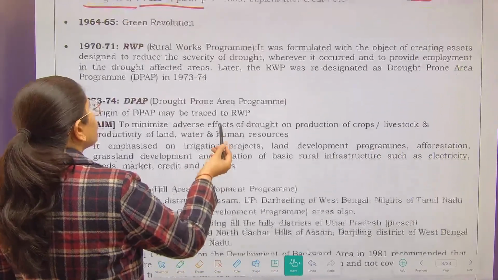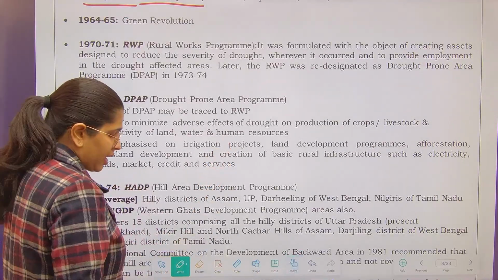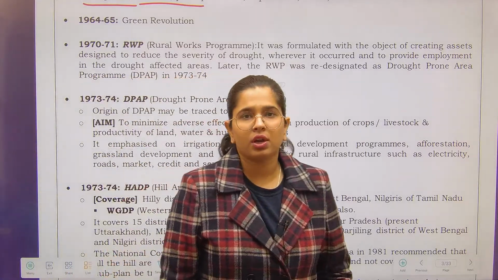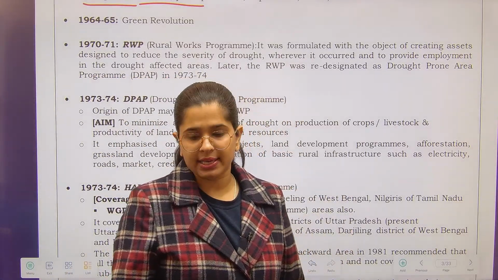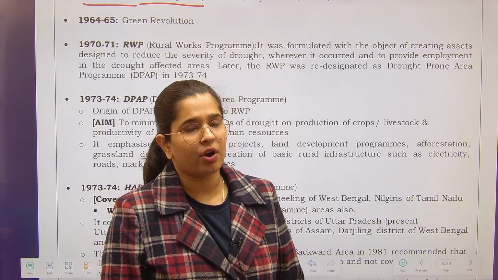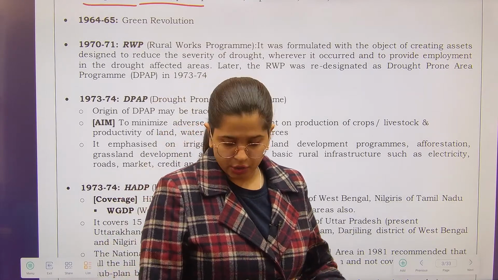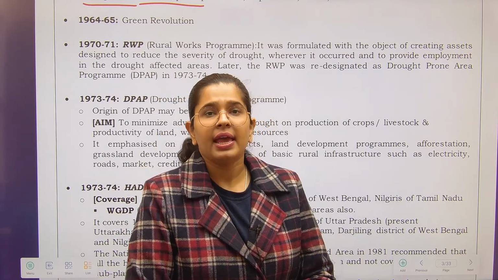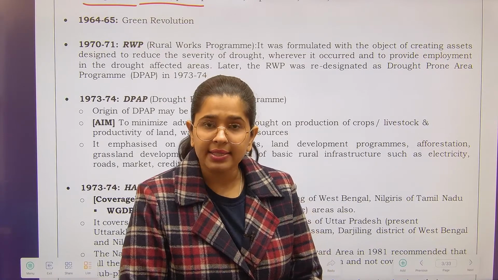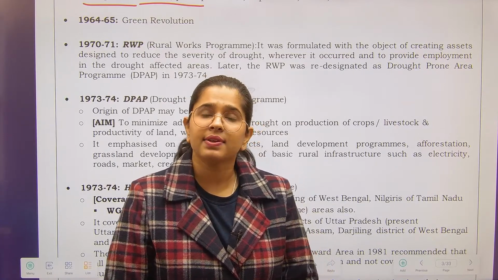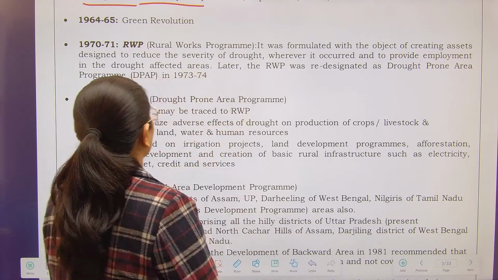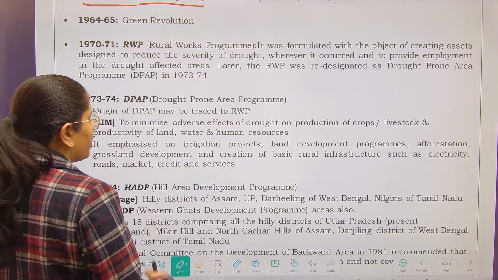Next, in 1964-65 the Green Revolution came in. The Green Revolution was all about the use of pesticides, fertilizers, and high yielding variety seeds, so that food grain production could be taken to newer heights, and it did. India became self-sufficient in food grains production. Next is the Rural Works Program.